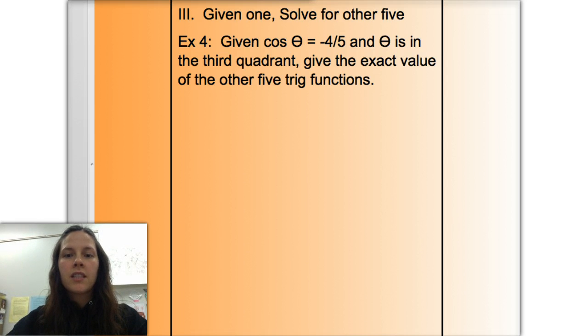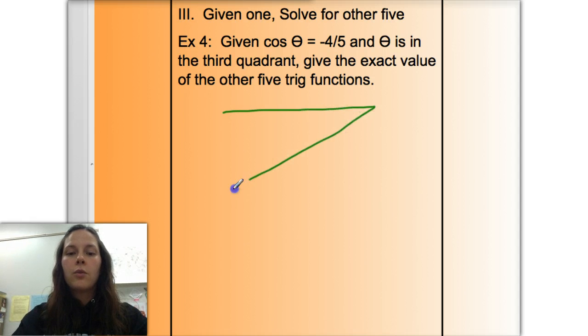So this example says that the cosine is -4/5 and theta is in the 3rd quadrant. Remember, cosine is negative in both the 2nd and 3rd quadrants, so the fact that theta is in the 3rd quadrant completely narrows it down for us. So I'm going to draw a triangle with theta pointing towards the 3rd quadrant, and I'm going to set up that cosine is the adjacent over hypotenuse, and then we can use Pythagorean theorem to solve for that missing side.